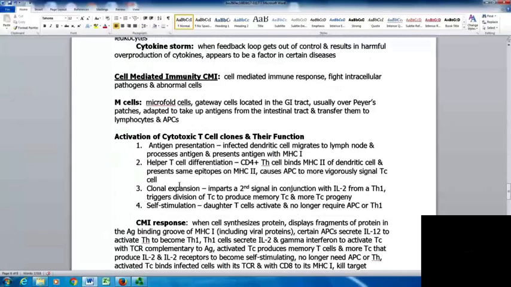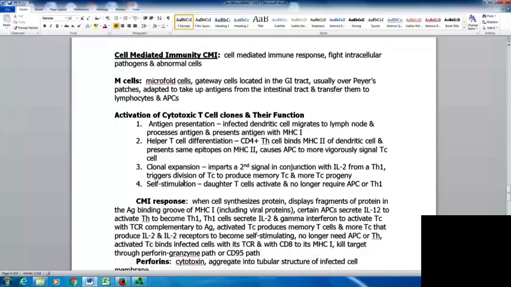So in cell-mediated immunity, here's where you're going to fight intracellular pathogens in abnormal cells. Your M cells or microfold cells are gateway cells that are located in the gastrointestinal tract. They're usually over the Peyer's patches, and they're adapted to be able to take up antigens from the intestinal tract. It will then transfer them to the lymphocytes and antigen presenting cells.